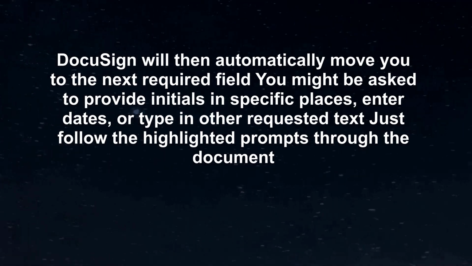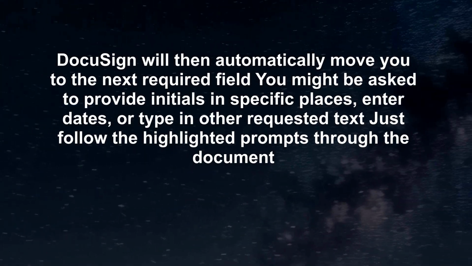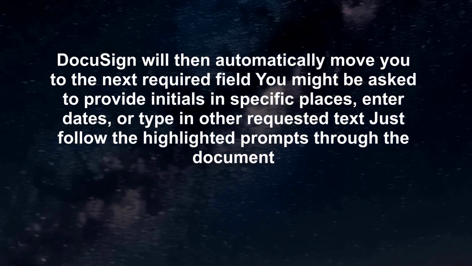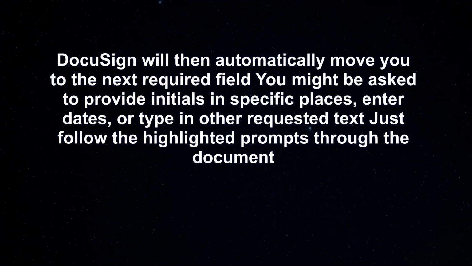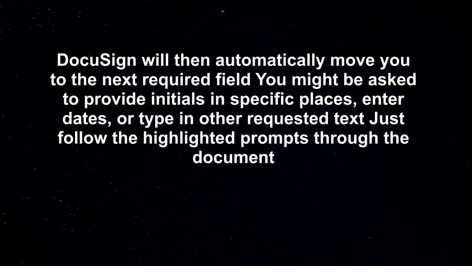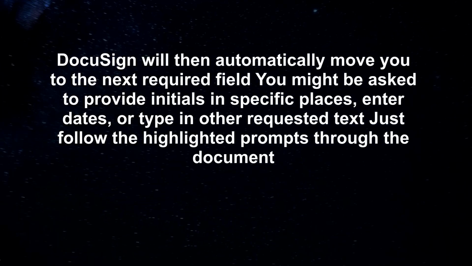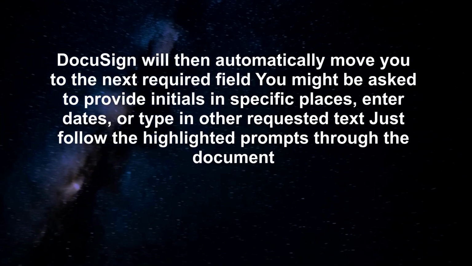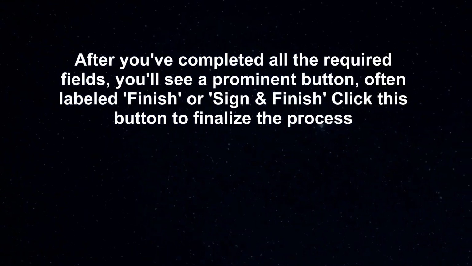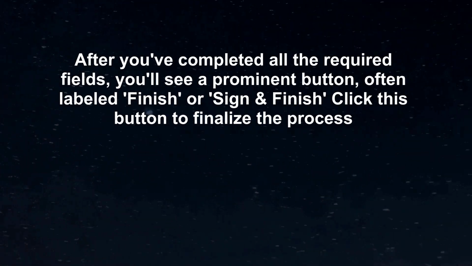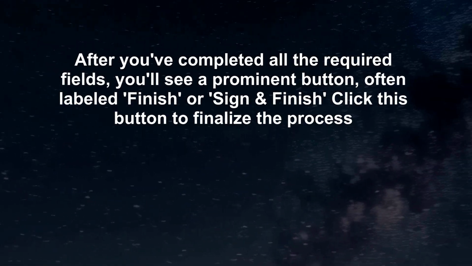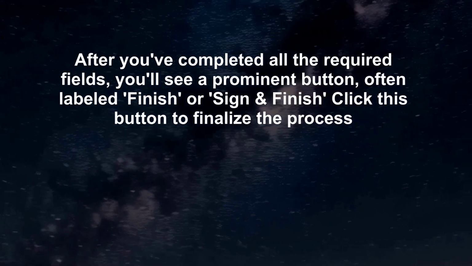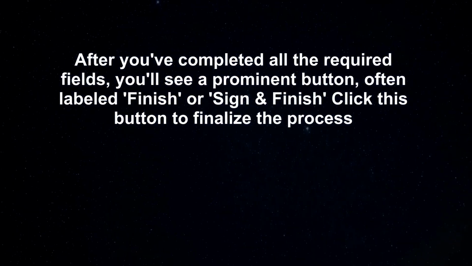Docusign will then automatically move you to the next required field. You might be asked to provide initials in specific places, enter dates, or type in other requested text. Just follow the highlighted prompts through the document. After you've completed all the required fields, you'll see a prominent button, often labeled Finish or Sign and Finish. Click this button to finalize the process.